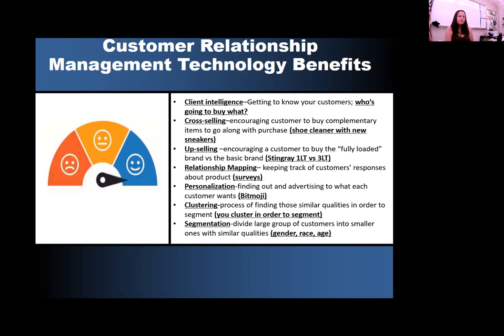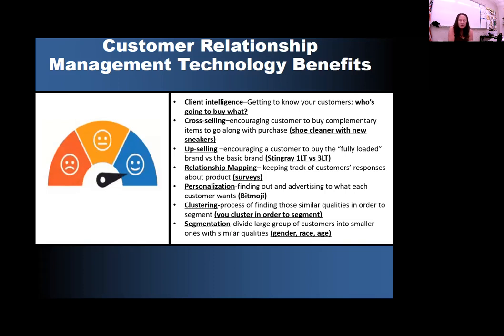Now, clustering. Think about a cluster of grapes. That's when you find customers that have similar wants and similar needs, similar qualities, and you just group them together. So Bath and Body Works would cluster maybe females between the ages of 25 and 50, and then advertise to that group of women. So clustering is when you just group your customers into likenesses, and that way you can better advertise to that group.